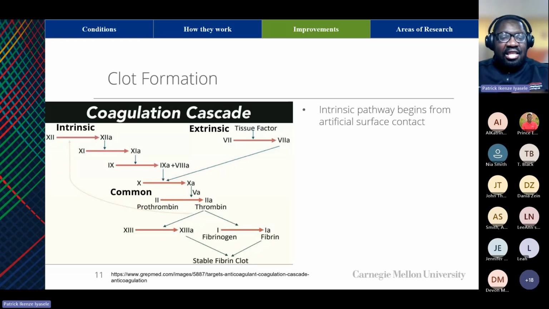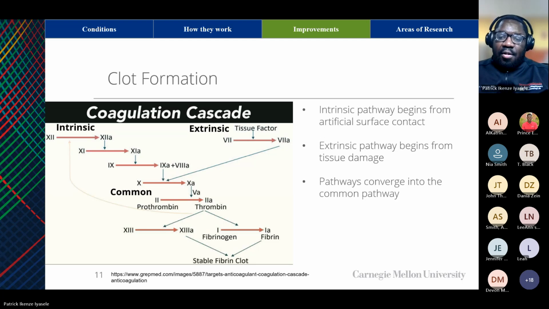The intrinsic pathway on the left side of this chart begins from artificial surface interactions, starting with the activation of factor 12. The extrinsic pathway begins from tissue damage, for example, a cut. The extrinsic pathway starts with the activation of factor 7. Both of these pathways lead to the activation of the common pathway. The common pathway begins with the activation of factor 10. This leads to the conversion of prothrombin to thrombin and the conversion of fibrinogen to fibrin, thus finalizing clot formation.